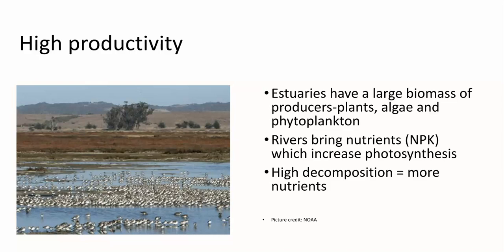So estuaries have a large biomass of producers, plants, algae, phytoplankton, super important for productivity. That's why all these birds are here. They're eating the fish that eat the algae, or I don't know what those birds are eating, but it's a huge amount of productivity. Rivers bring with them nutrients, which increases photosynthesis, and because there's high decomposition, there's more nutrients. So lots of productivity.